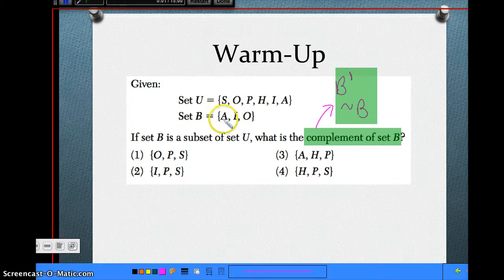So what I would do is I would look at A, I, and O are in B. So cross them off in the universal. A, I, and O. So the elements that have not been crossed off are S, P, and H, so that is the complement of B.